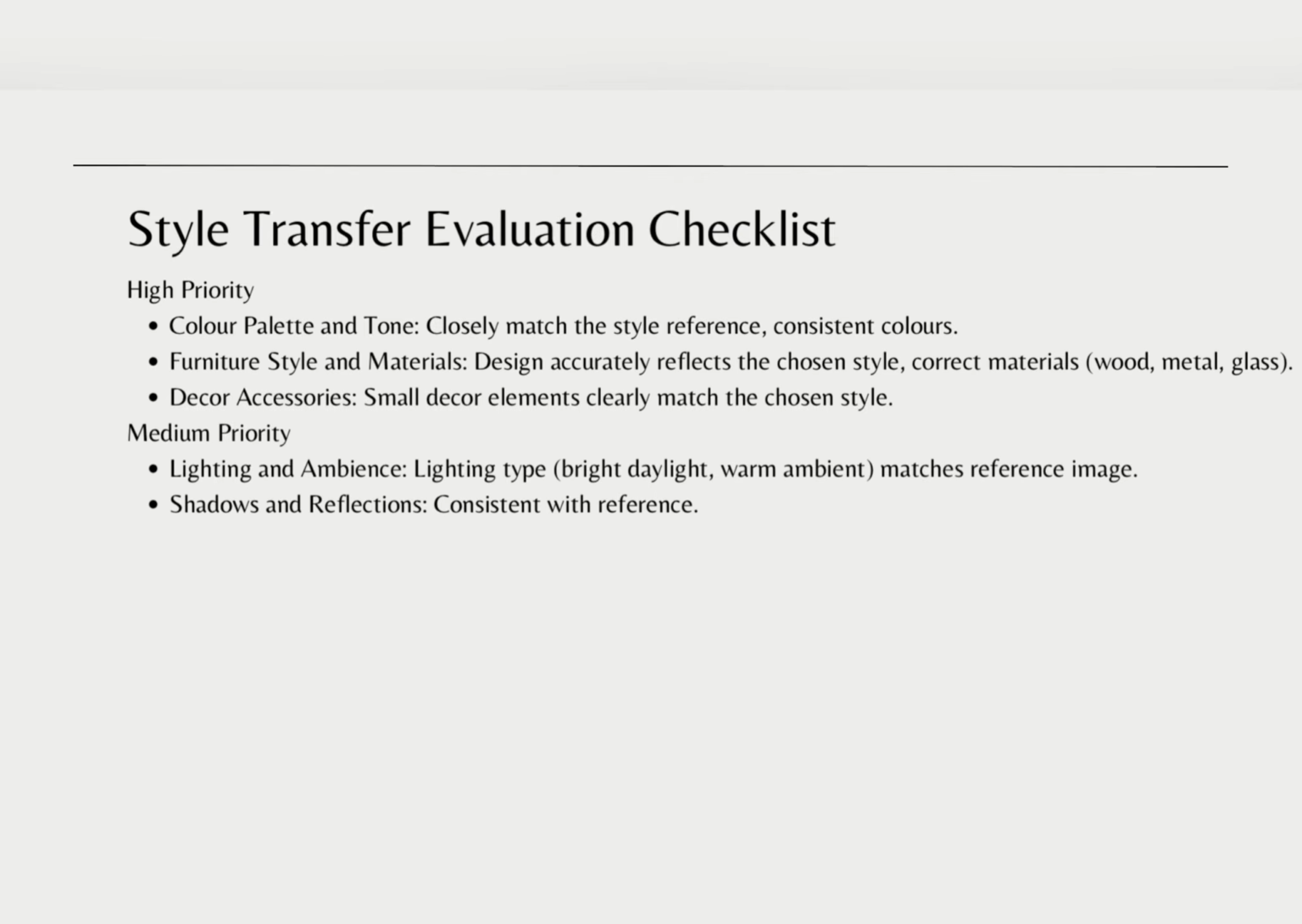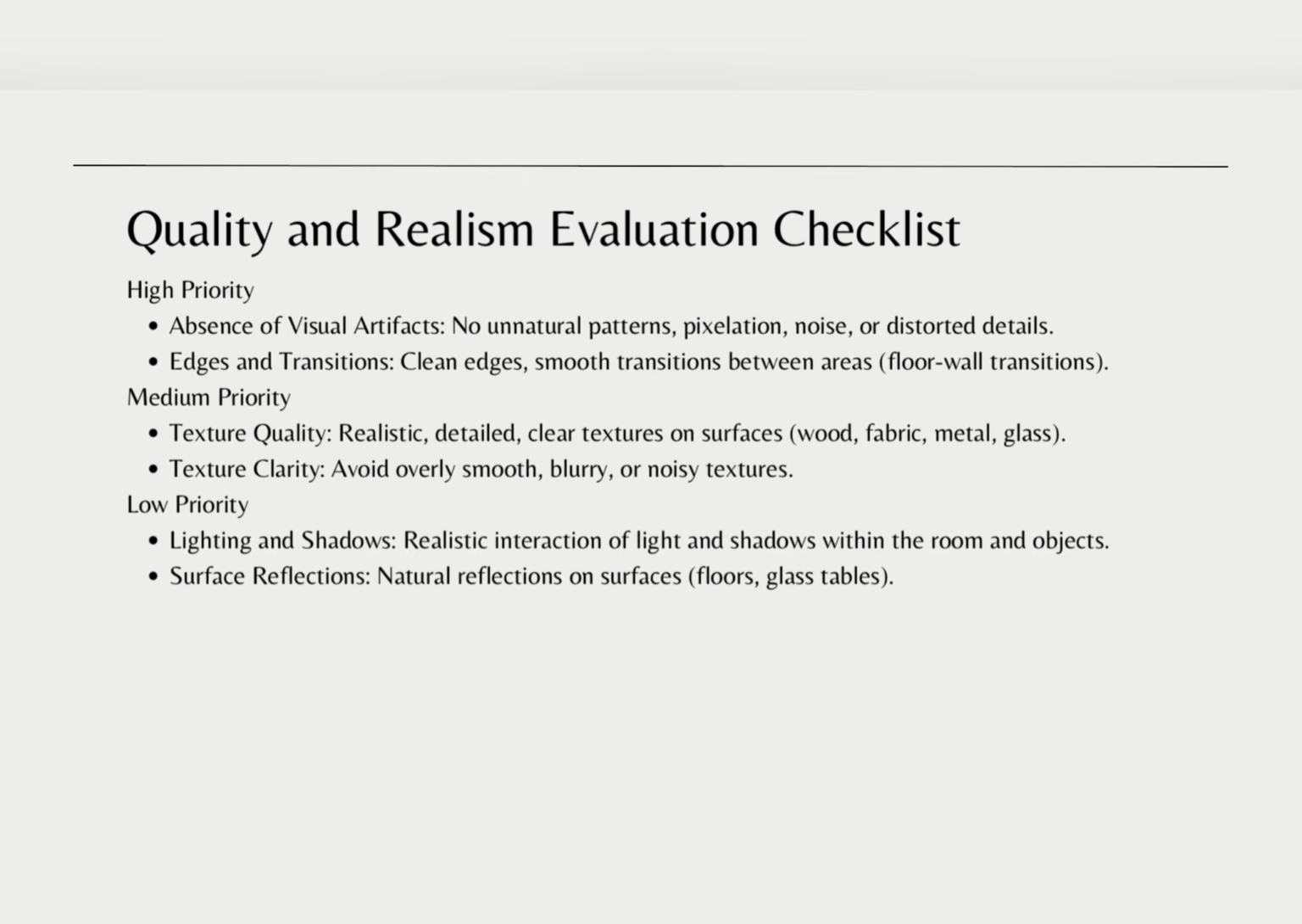Secondly, I focused on accurately replicating furniture styles and materials. Finally, smaller decorative elements and details, while contributing to authenticity, were ranked lower to ensure manageable adjustments. Quality and realism. Lastly, for quality and realism, my top priority was avoiding any visual artifacts that might distract from the authenticity of the image.